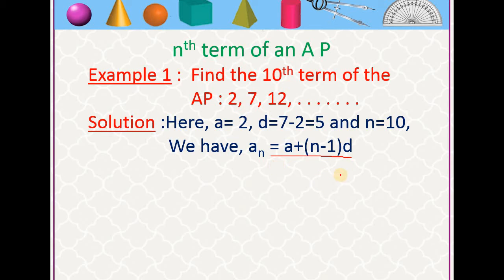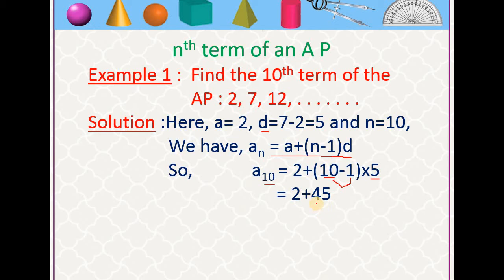Therefore, let us substitute the values now. We have to find the 10th term, that is why a10. So a10 is equal to the value of a, which is 2, plus (10 minus 1) into the common difference, which is 5. Now a10 is equal to 2 plus 10 minus 1, which is 9, so 9 fives are 45. If you add 45 and 2, it becomes 47. So this 47 is the 10th term of the arithmetic progression.